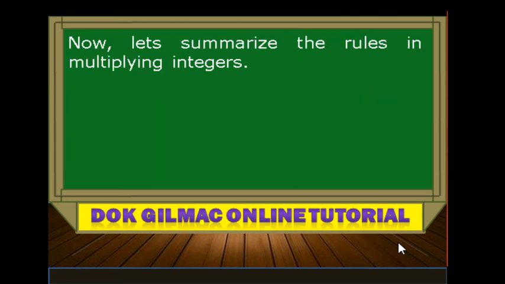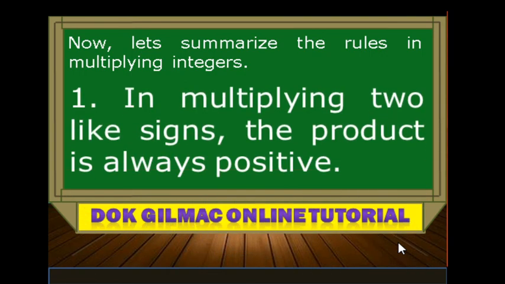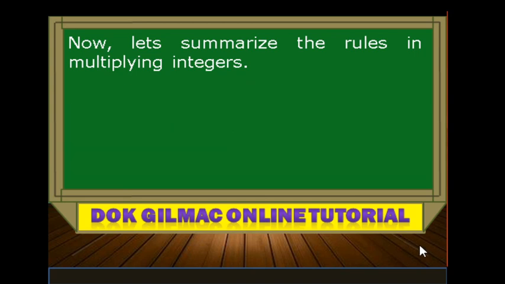Now, let's summarize the rules in multiplying integers. Number 1, in multiplying two like signs, meaning both positive integers, the product is always positive. Also, for both negative integers, the product will always be positive. So take note of that.